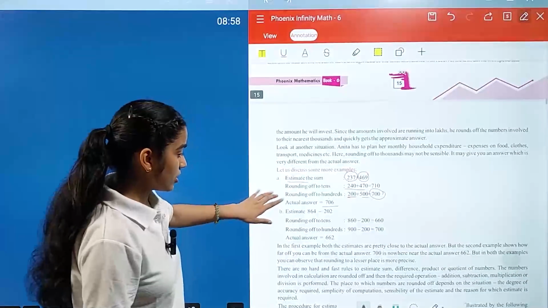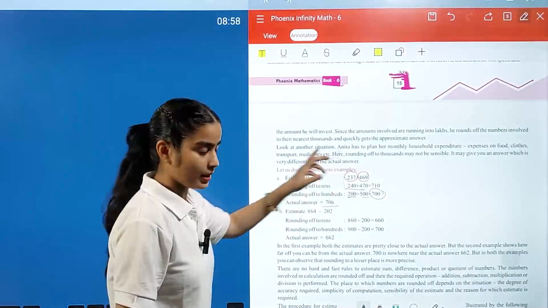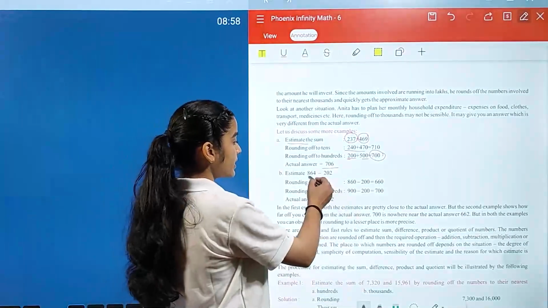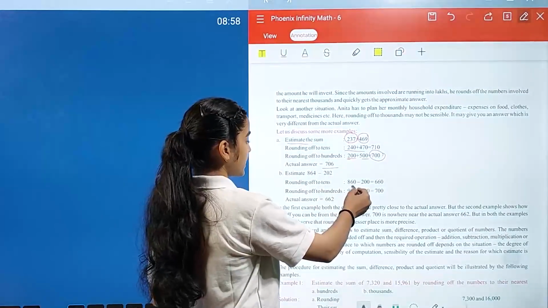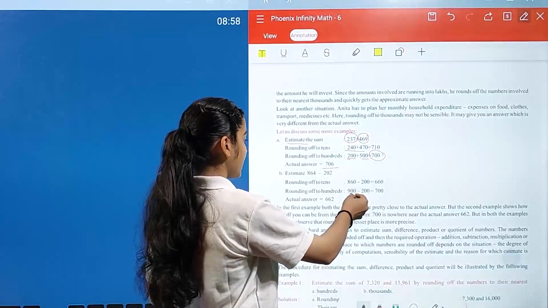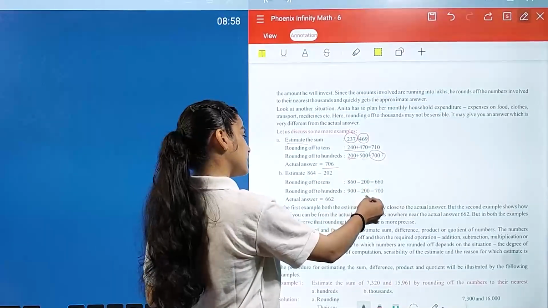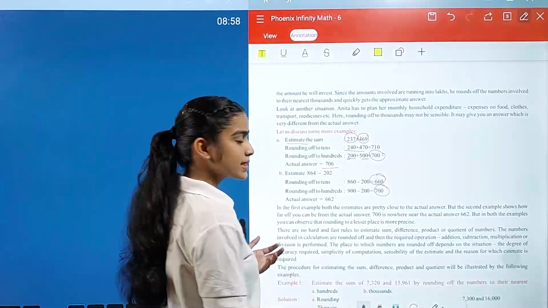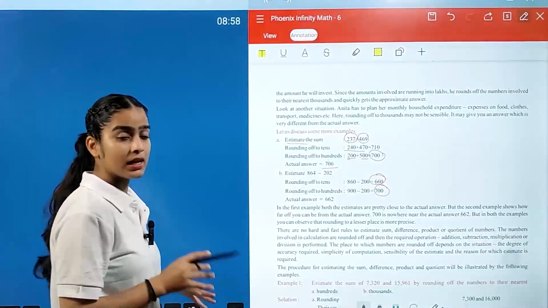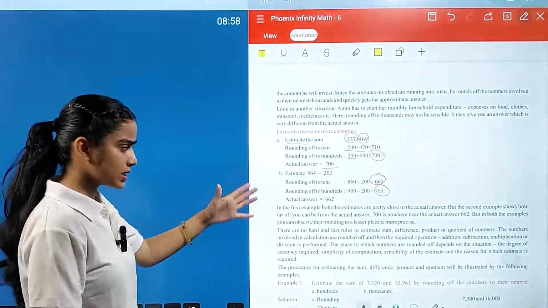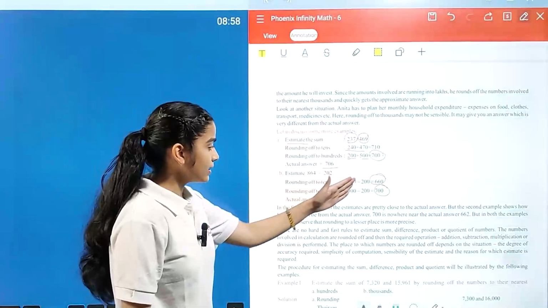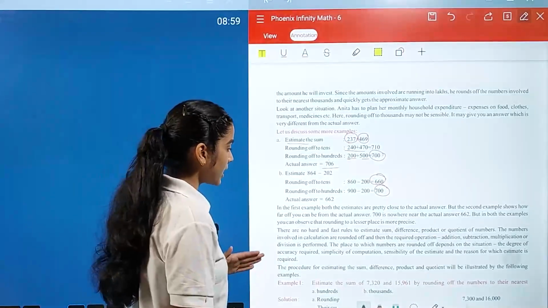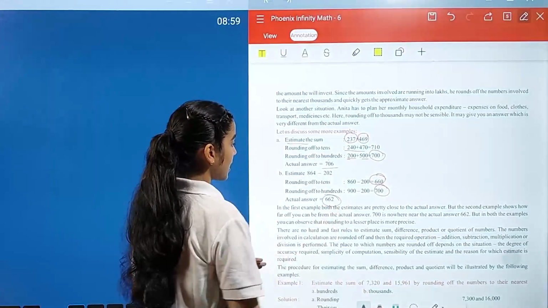So it means your answer lies between these two numbers, 864 and 202. So 864 in tens we round off to 860 and in hundreds we round off to 900. 202 will be 200 and in this case also 200. When we add them together, we have two numbers, 660 and 700. So it means our actual answer will lie between 660 and 700. So when we calculate the difference of 864 and 202, 662 is our answer.